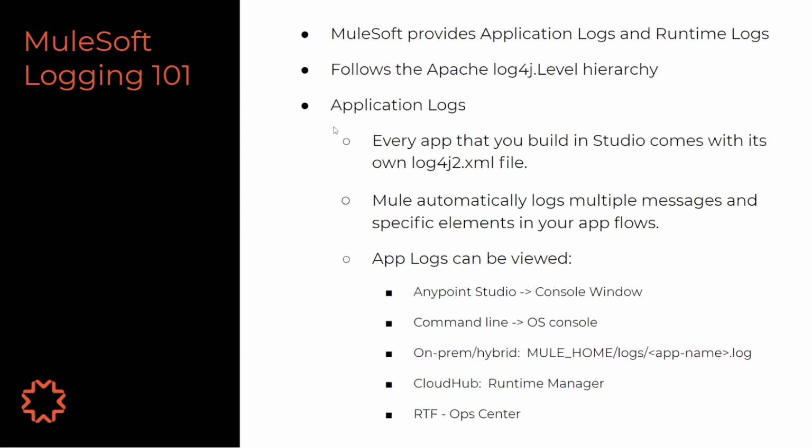In general, MuleSoft will have runtime logs and application logs. The logging levels for these do follow the Apache log4j hierarchy. So it goes from fatal, which generally gives you your least amount of messages, to all, which gives you everything. MuleSoft has added a few log levels to that, so just be aware of that.